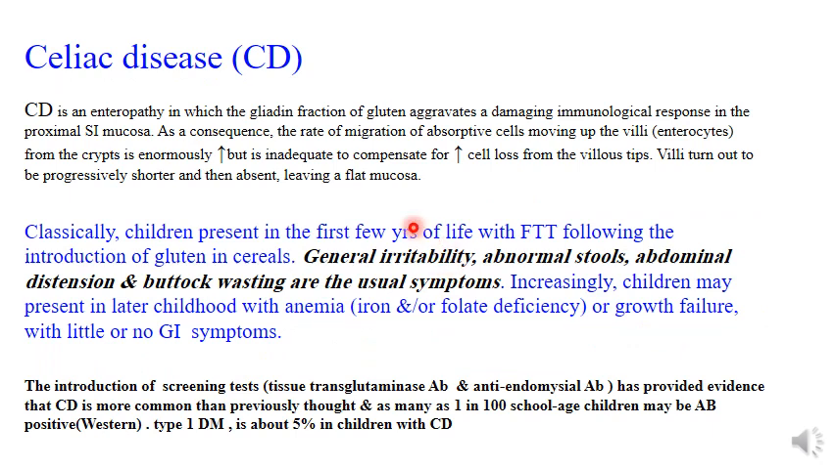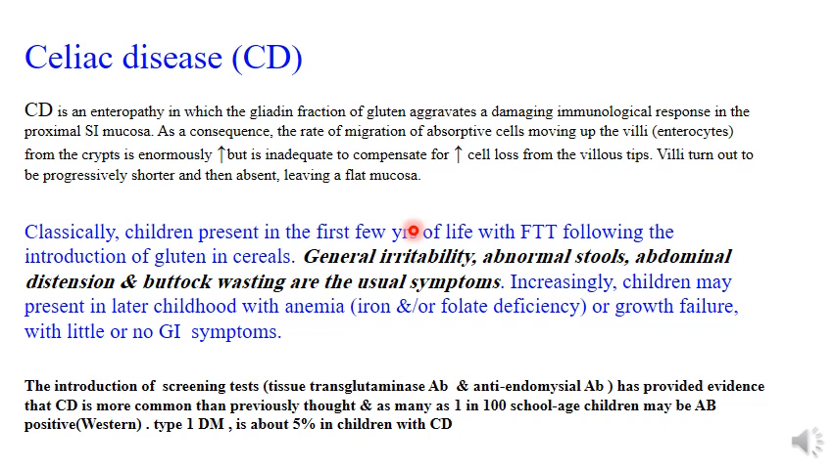Now we come to celiac disease as a prototype of malabsorption. So you check this disease now and then. You may see it in Europe. They say 1% of the population may be affected by the disease, whether it is silent or asymptomatic or frank classical disease. So it is an enteropathy in which the gliadin fraction of the gluten aggravates a damaging immunologic response in the proximal small intestine, duodenum and jejunum.